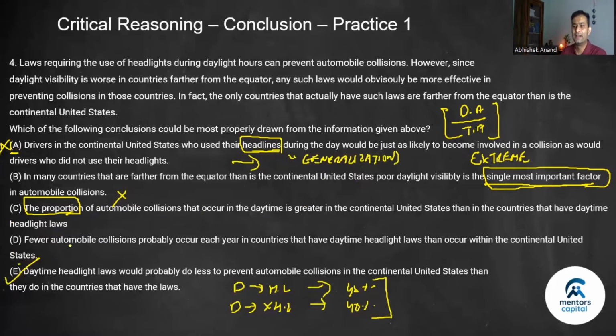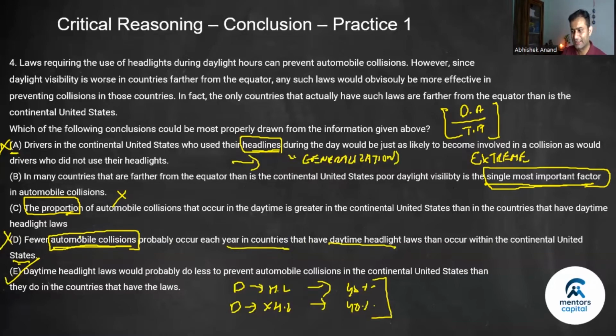Now this one, D. Fewer automobile collisions. Again, automobile collisions can happen due to multiple reasons, not just poor daylight visibility. In countries that have daytime headlight laws than occur within the continental United States. This would have been true if automobile collisions because of daytime headlight laws was the most important factor. But we don't know that. Automobile collisions could be caused due to some other reason. There may be some other factor which is most important and which is more prominent in these countries. So we can't conclude. Now look at E.